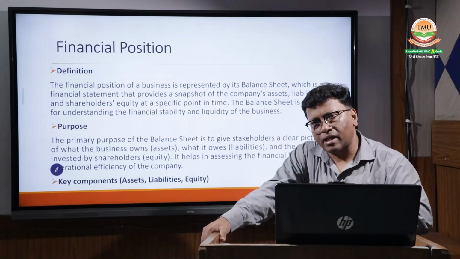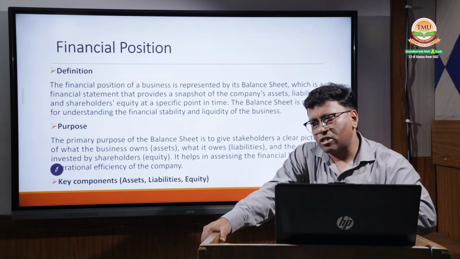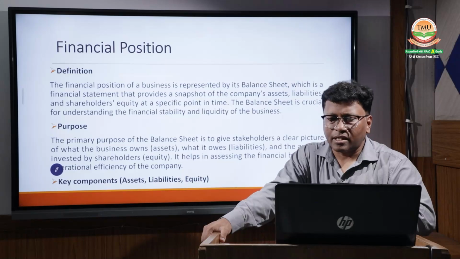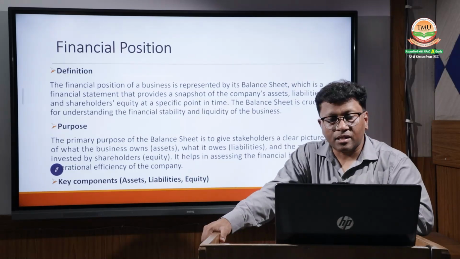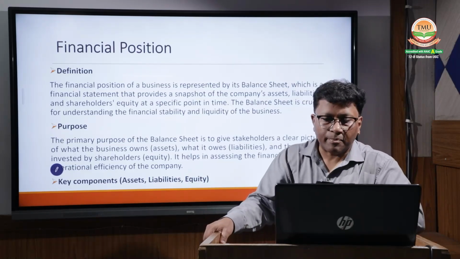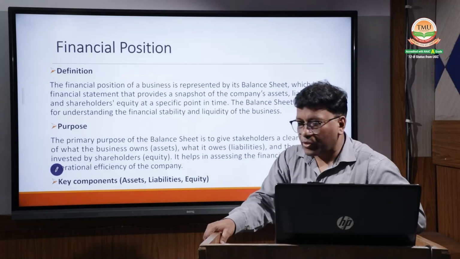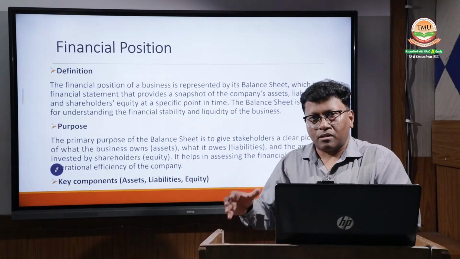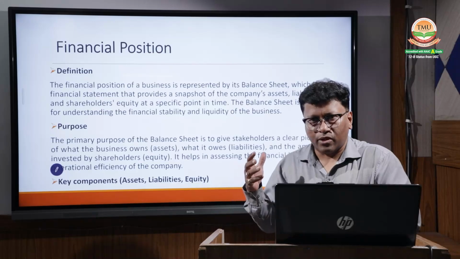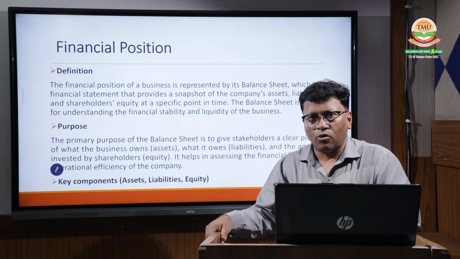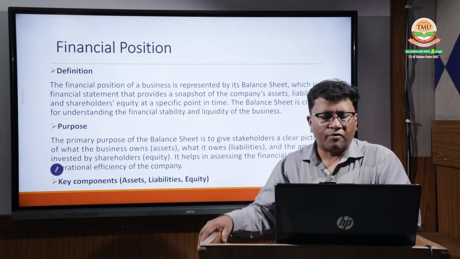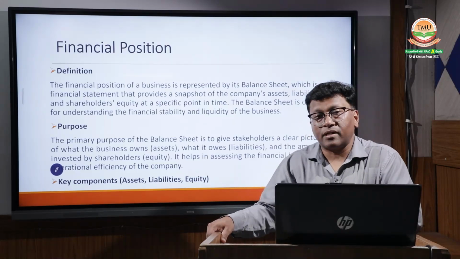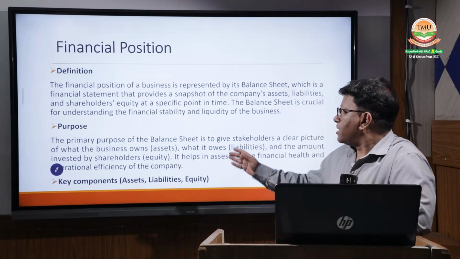It means at the end of the year again, this is the financial statement which is to be prepared, and the assets and liabilities both are displayed in the balance sheet, and this is the financial statement which provides a snapshot of the company's assets and liabilities, as I told you. And the shareholders' equity, it means the number of shares that have been issued in the market to the shareholders. So it shows the particular picture of equity shares at the specific point in time. The balance sheet is crucial for understanding the financial stability and the liquidity of the business.